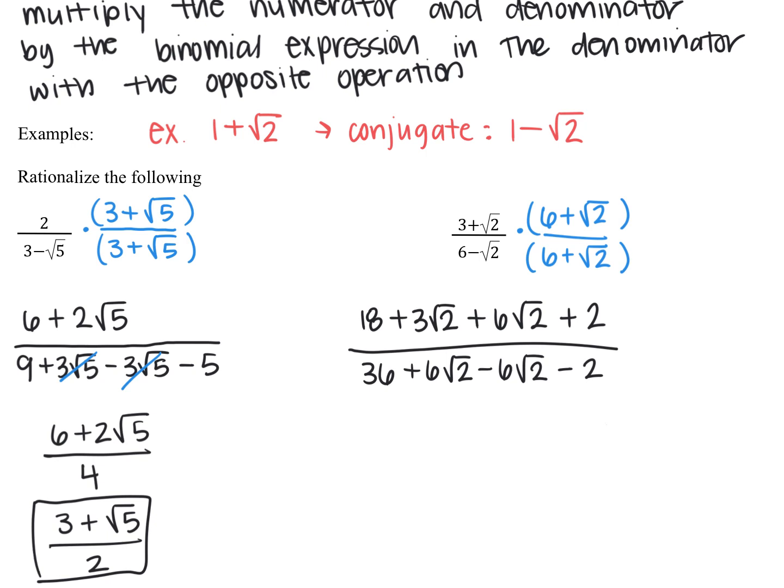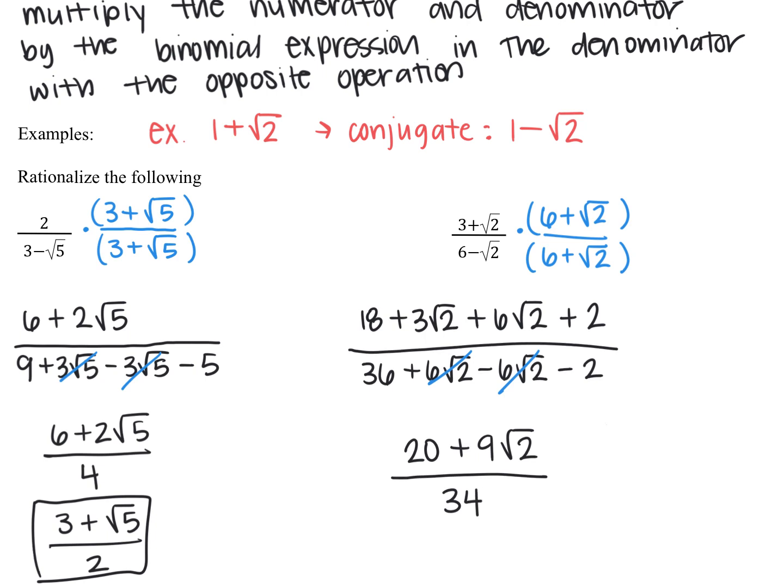So in my denominator, the positive and negative 6 square root 2's are going to cancel. In my numerator, I have some like terms. So 18 plus 2 is 20. And 3 square root 2 plus 6 square root 2 is going to be 9 square root 2. And in my denominator, 36 minus 2 is 34.